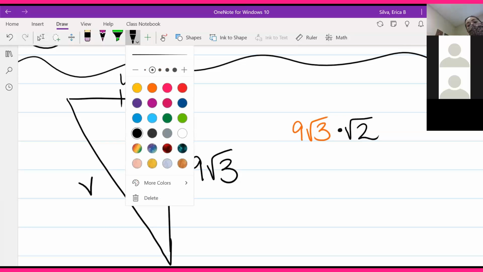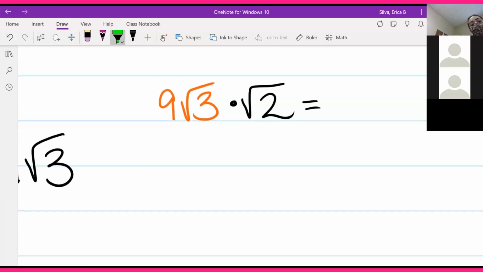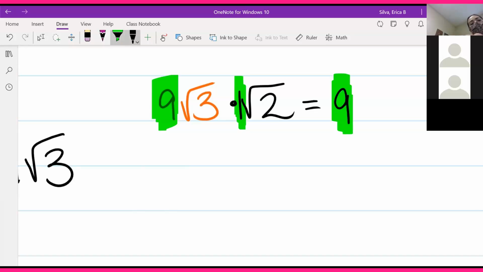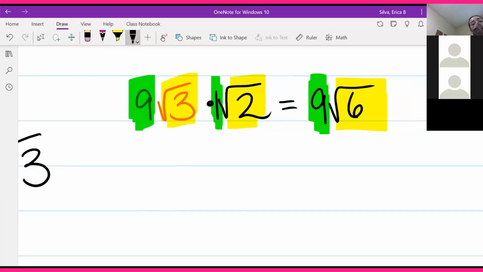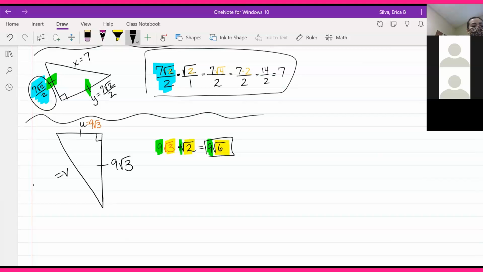Now remember, we have to first multiply our numbers that are on the outside. The outside number is 1, so 9 times 1 is 9. And then we have the square root of 3 times the square root of 2. And what's the square root of 3 times the square root of 2? Square root of 6. After we multiply, we want to see if 6 can be divisible by any perfect square, and it can't. So this is my hypotenuse. 9 square root of 6.